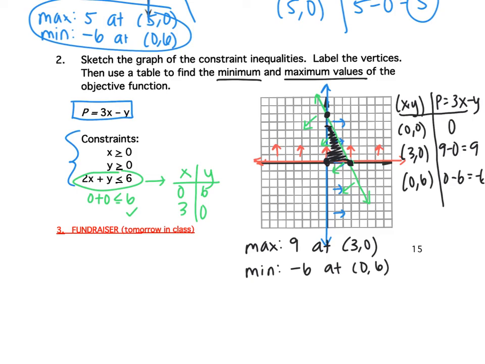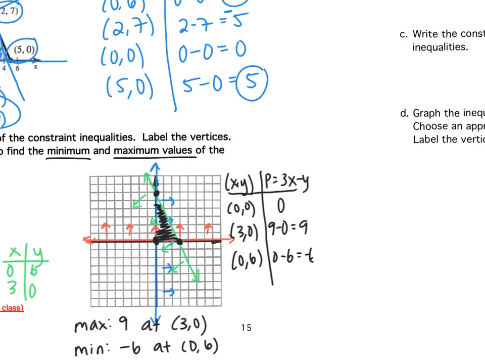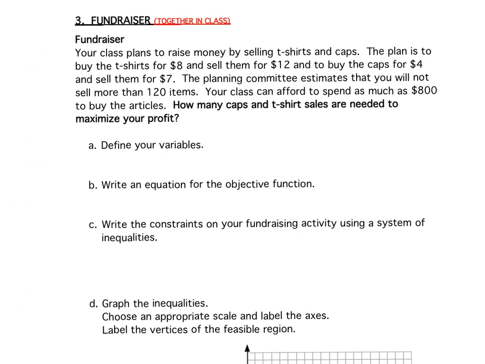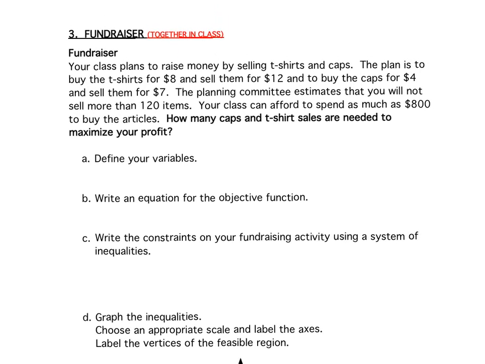Okay, so where are we going with all of this? If you look to the next page at this fundraising problem, we're going to be doing this problem in class, but I want to give you an idea of what we're doing. With these problems, you're going to have a word problem. You're going to have to write those constraints. You're going to have to write the inequalities. You'll then write an objective function. And then you will graph it. And you will come up with either the maximum or the minimum, whatever you're looking for.